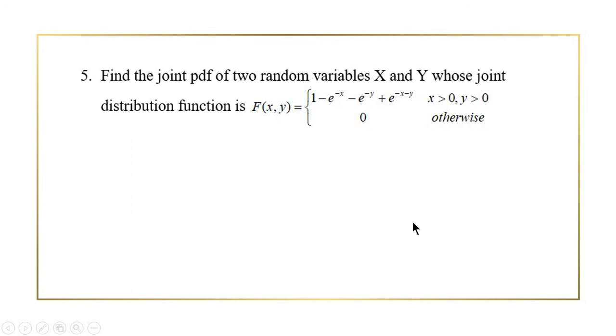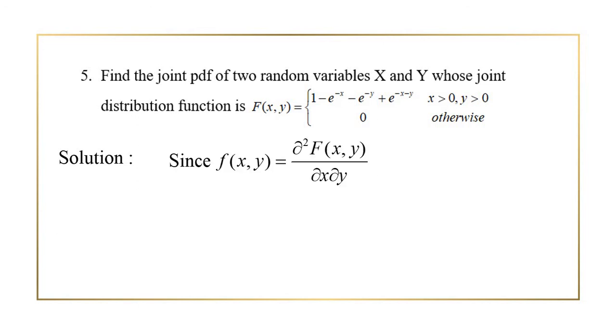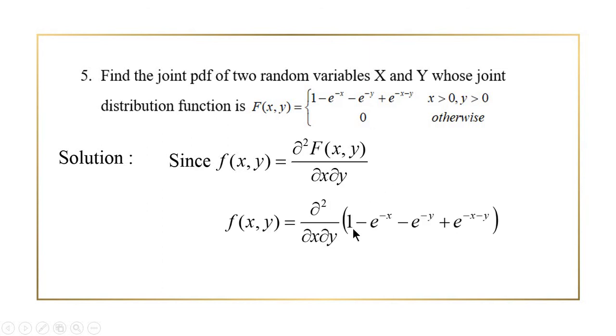Next question. Find the joint PDF of two random variables x and y whose joint distribution function is given. So here capital F of xy is given, students. Using this, we are going to find out the joint PDF. You know, we can find the joint PDF by differentiating this capital F of xy partially with respect to x and y. So find the second order partial derivative of the function F of xy with respect to x and y.